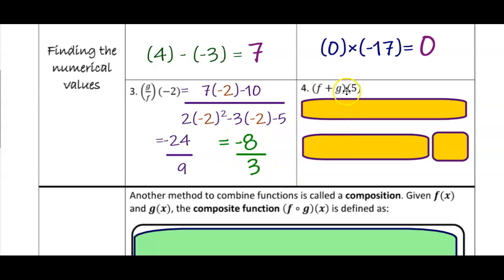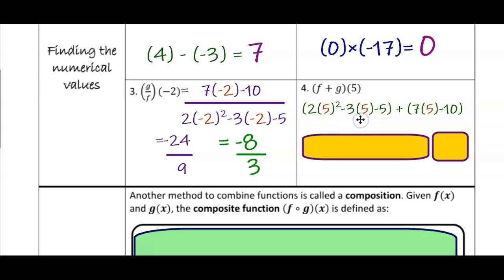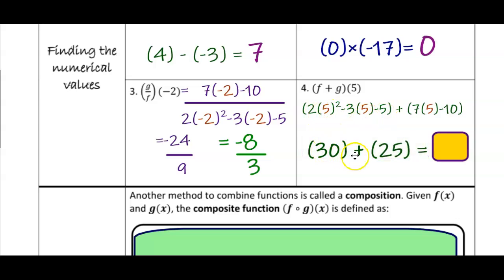For number 4, we're adding. So now we're adding, plugging in 5 into f, plug in 5 into g, and add your solutions together. So when I substitute 5 into f, I get this. When I substitute 5 into g, I get this polynomial. When I simplify those, I end up with 30 plus 25. And then when I add 30 plus 25, I get my final answer of 55.